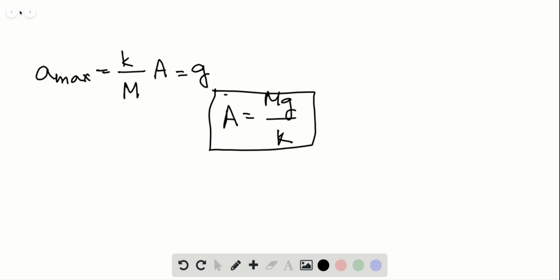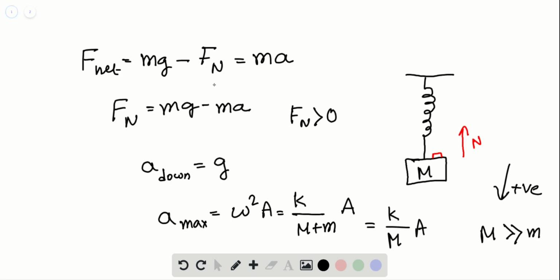So to summarize the argument that we made here, we considered downward direction as positive. Now there are two conditions that we considered here. First is if the acceleration is upward, that means a is in upward direction, which means a is less than 0, then this Fn should always be positive. So there's no possibility of the penny losing contact while accelerating upward.